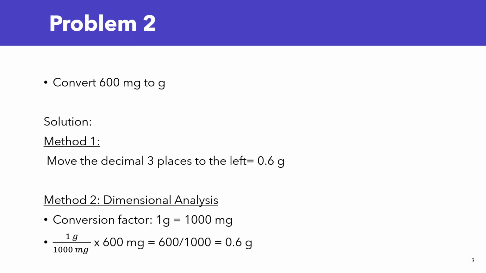Now again, you can use the dimensional analysis method. You use the conversion factor, 1 gram equals 1,000 milligrams, and then you set it up in such a way that the unwanted units cancel out and the only unit that's left is the desired unit. So you have 1 gram over 1,000 milligrams times 600 milligrams. Milligrams cancel out, so 600 divided by 1,000, and that's 0.6 gram. Again, as you can see, both methods give the same answer.